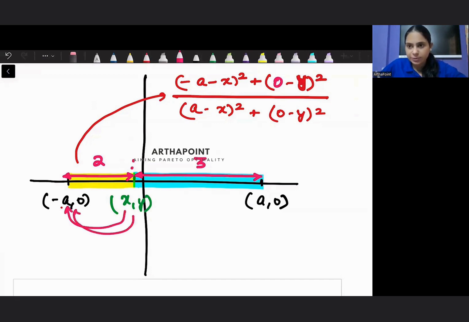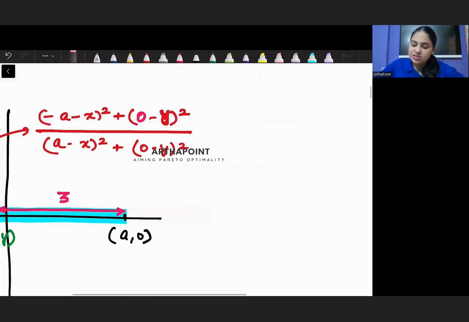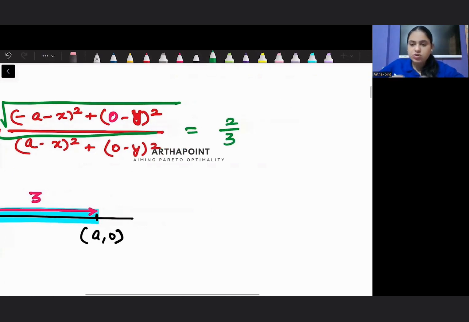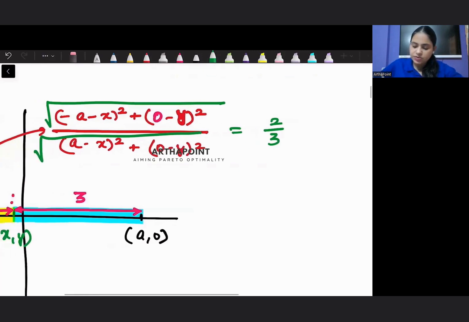उससे फर्क नहीं पड़ेगा. You're getting it, right? This is in the square. Distance is in the square. So it does not matter whether you do first coordinate minus second or second minus first, right? Okay, then this is under root equal to 2 by 3, right? So beta, I will square both sides then, right?